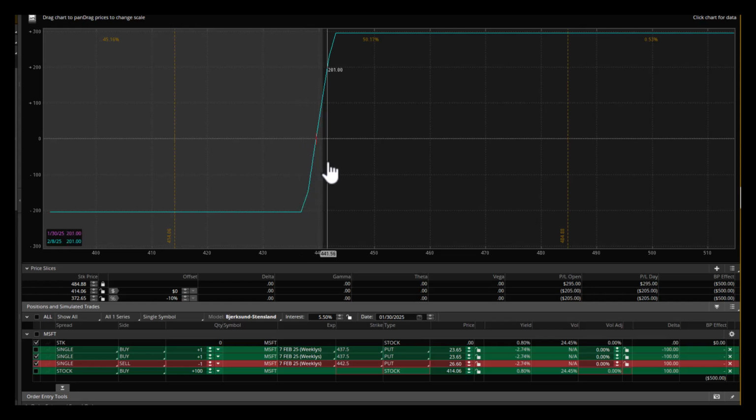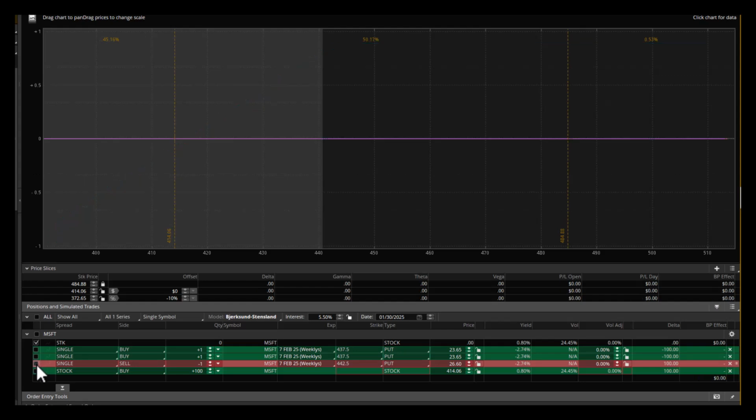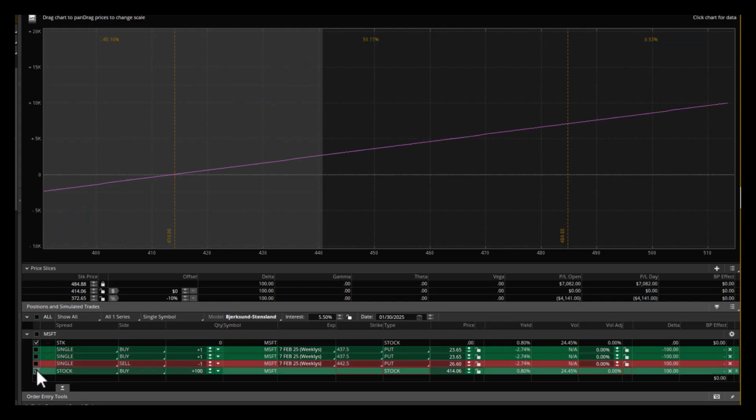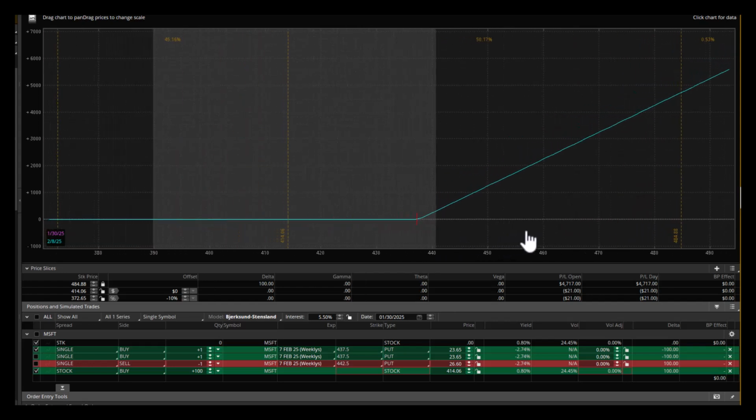Now, the question was, he got assigned. So what does it turn into? Well, let's take a look right here. You no longer have that structure exactly as you saw it. Now he's been assigned. So he's long 100 shares of Microsoft. Now he owns the 437.50 put without that short put anymore, right? He's been assigned. So this is what the position suddenly looks like.